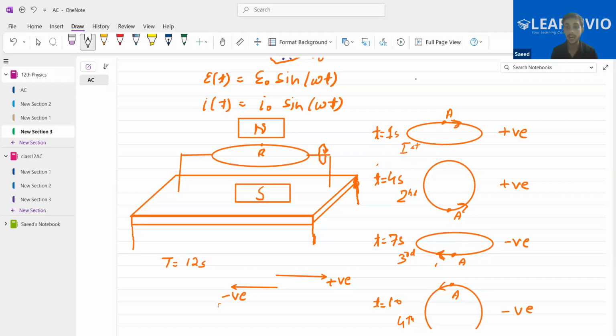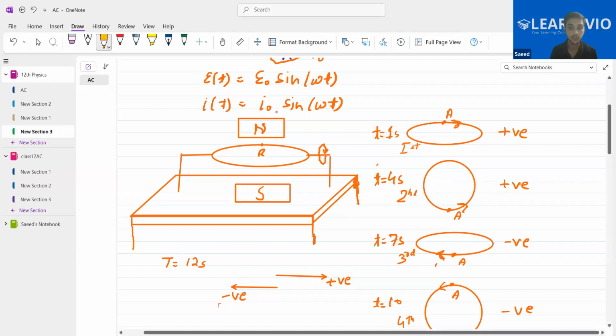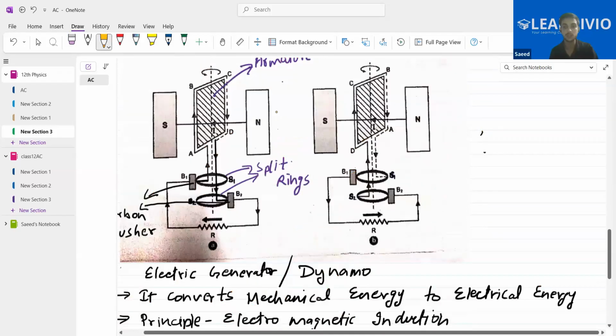Now tell me, was it mandatory that we should start from that position only? Can we start from the second position? We can start from the second position also. So now tell me, what is the angle here? The area vector is pointing towards us, outwards, and the magnetic field is in the downward direction. So what is the angle between them? 90 degrees. So what will be the phi for this? Pi by 2.